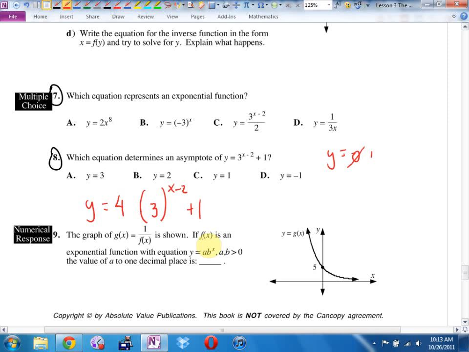Which means it has a domain of all reals, a range y greater than 0. It has a horizontal asymptote y equals 0, y-intercept of 0, 1, no x-intercept. And having said that, that leads me wonderfully into the next lesson.